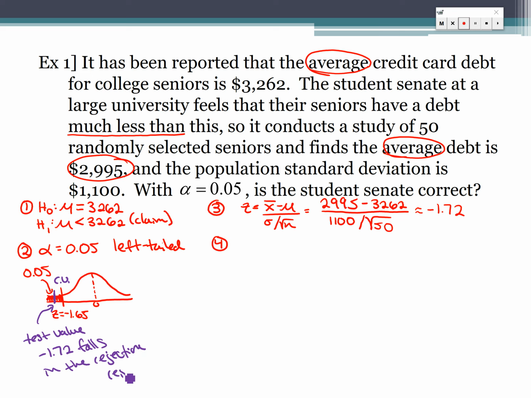And again, technically it is called a critical region. I call it the rejection region because it's all about rejecting or not rejecting the null hypothesis. So it falls in the rejection region. So step number 4, we're going to say reject the null hypothesis.